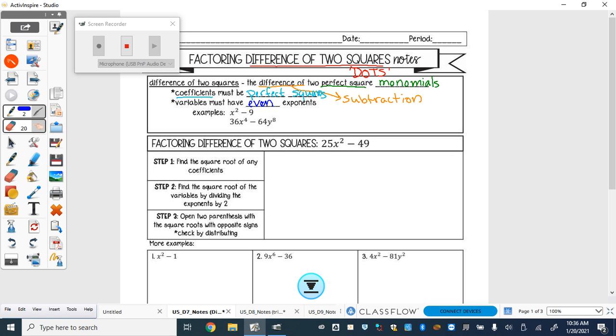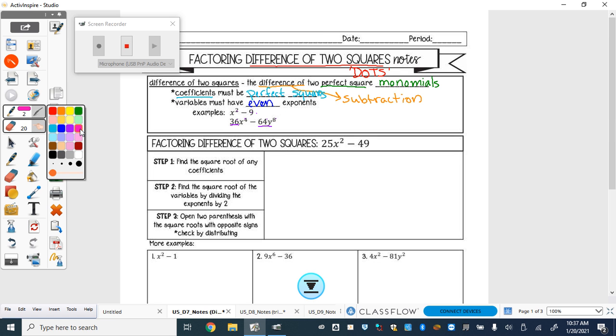So looking at our examples, x squared minus 9, this one right here, even exponent, so that is a perfect square. 9 is a perfect square because it's 3 times 3. Looking at a little bit more advanced of an example, 36 and 64, those are both perfect squares, and then your exponents on your variables are both even. It doesn't matter that they're different variables, it's just the fact that they are even exponents on those variables.